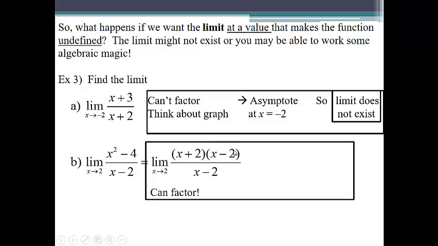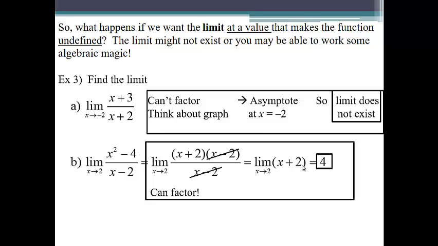So now I'm going to cancel out the x minus 2's, and I'm left with this right here. Still keep the word limit in front. Now I can plug in. So 2 plus 2, now I don't need the word limit, and that equals 4. So in this situation, I was able to find the limit by doing some algebra, by factoring, by canceling out, so that I will not get undefined.